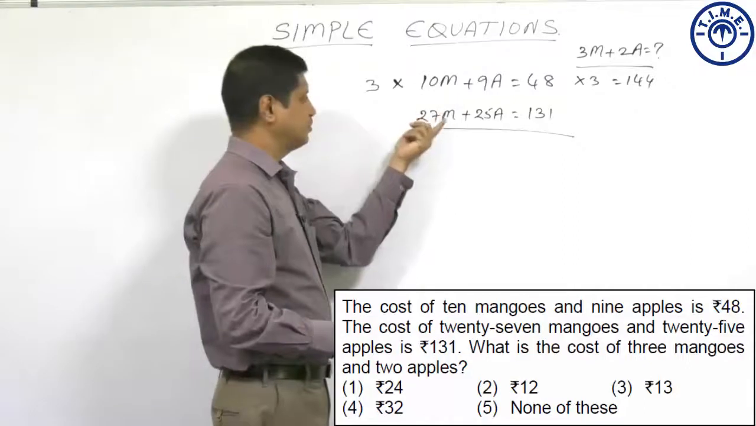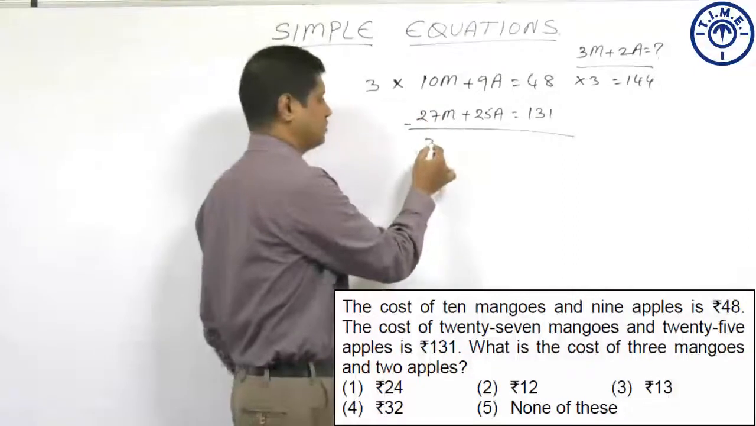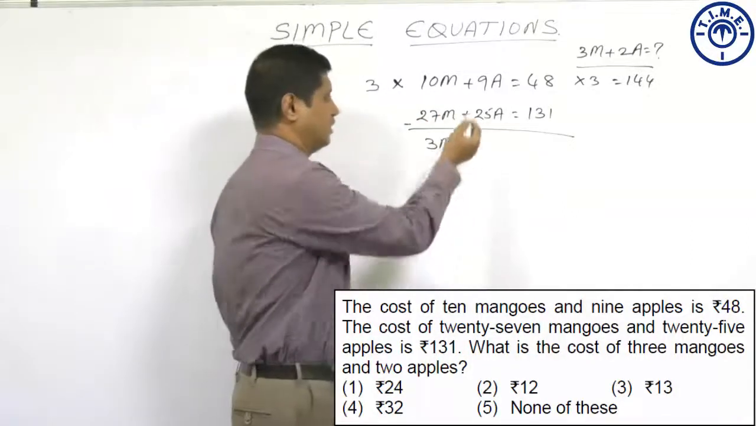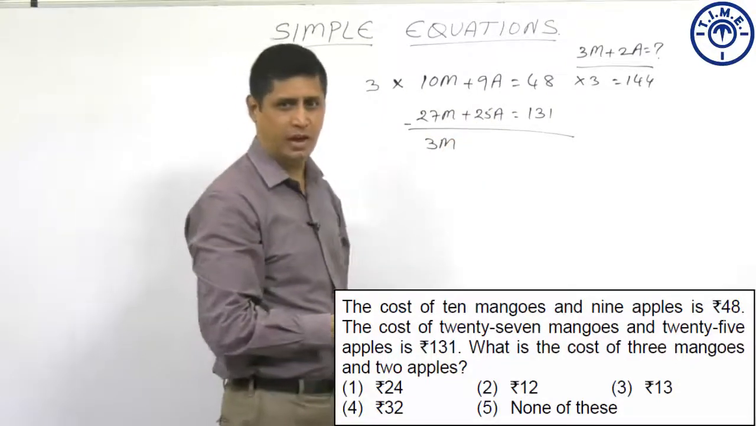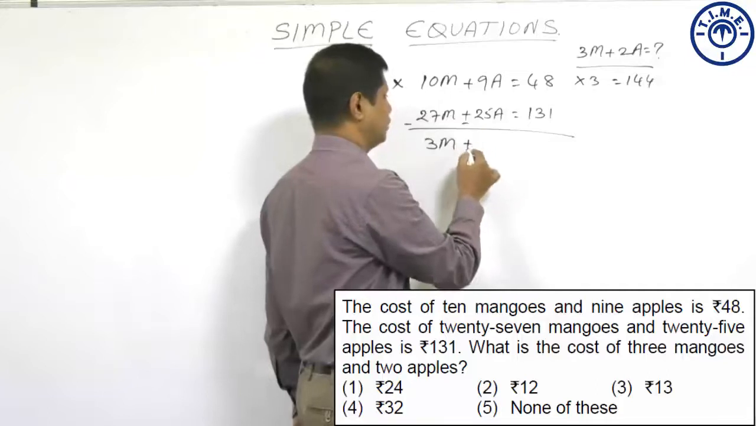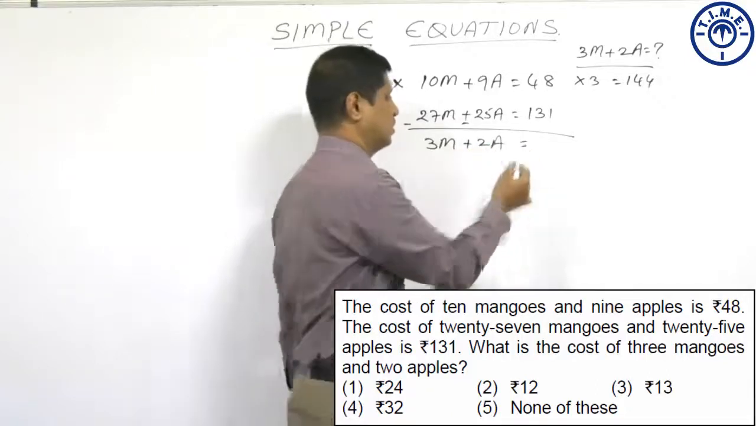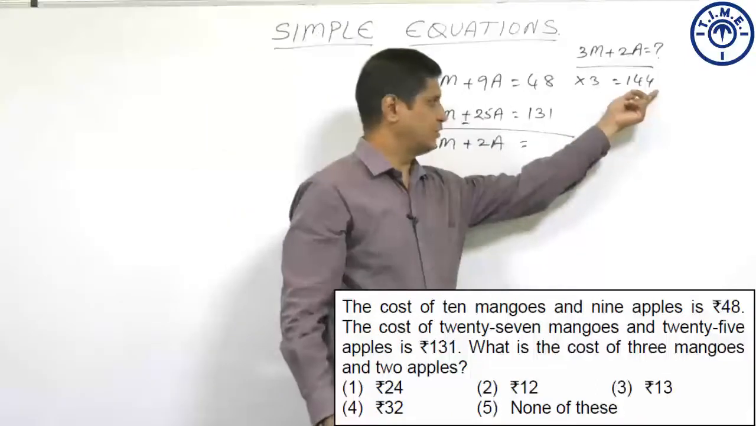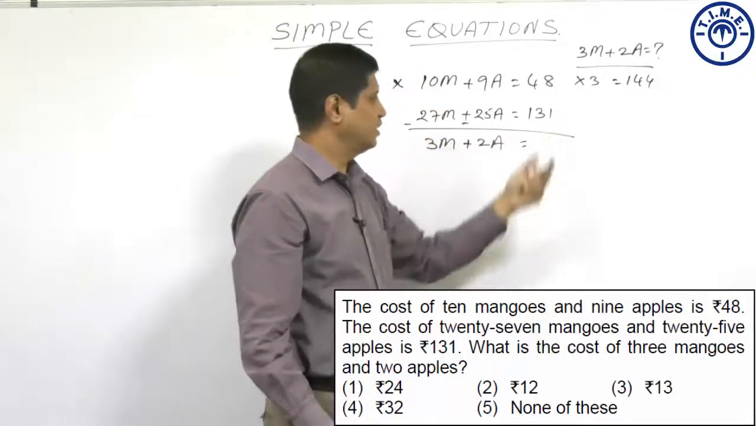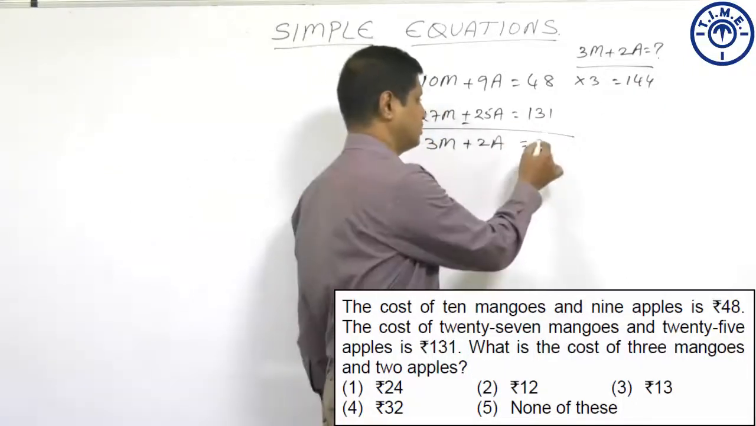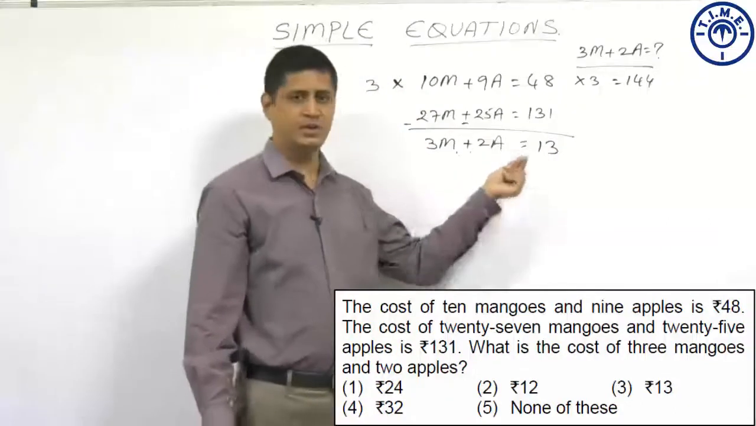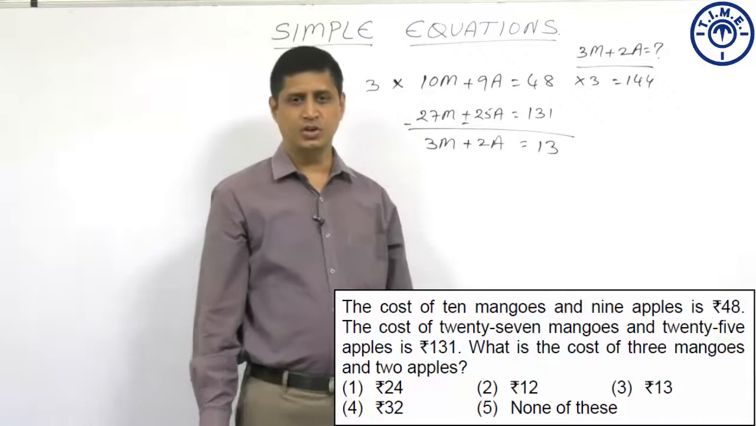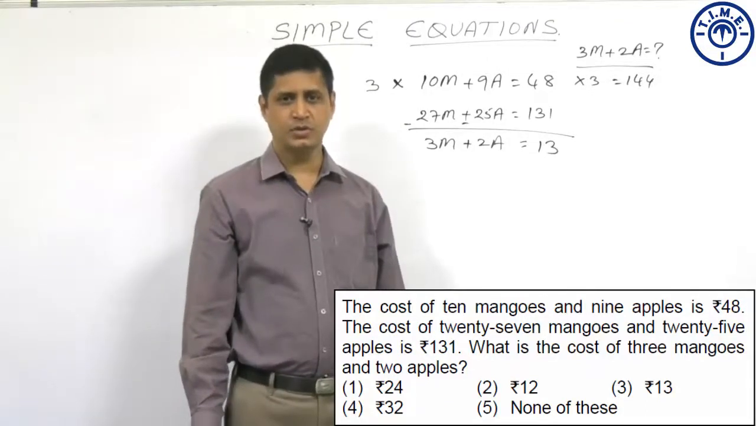30 mangoes minus 27 mangoes means 3 mangoes. Now 9 into 3, 27 apples minus 25 apples, it is 2 apples. Now what is the value? It is 144 and 131. The difference in these two is 13. Now the cost of 3 mangoes and 2 apples is rupees 13. The right choice for this question is option 3.